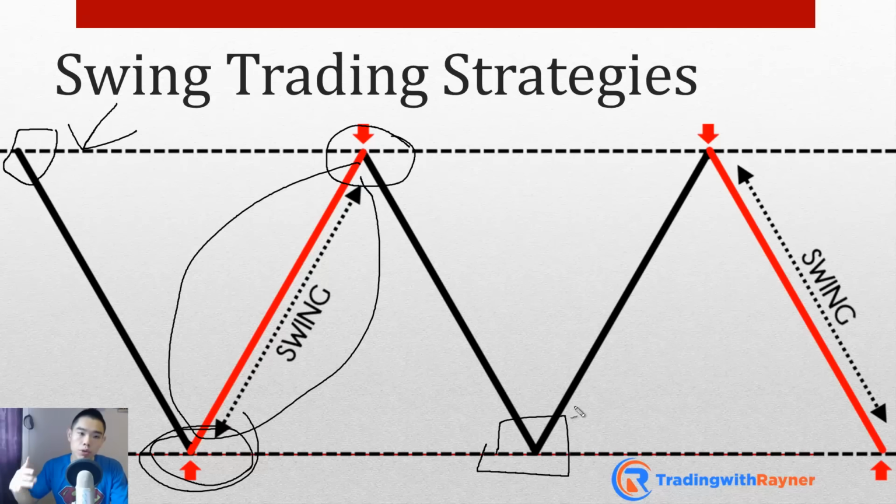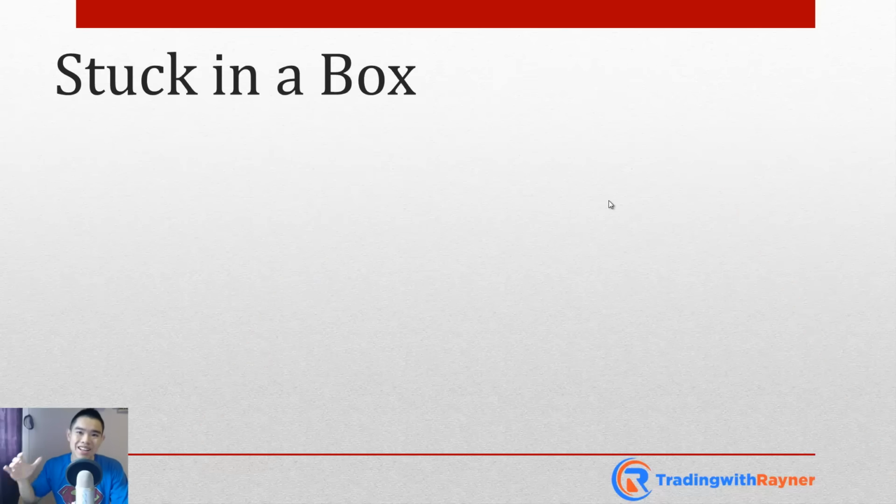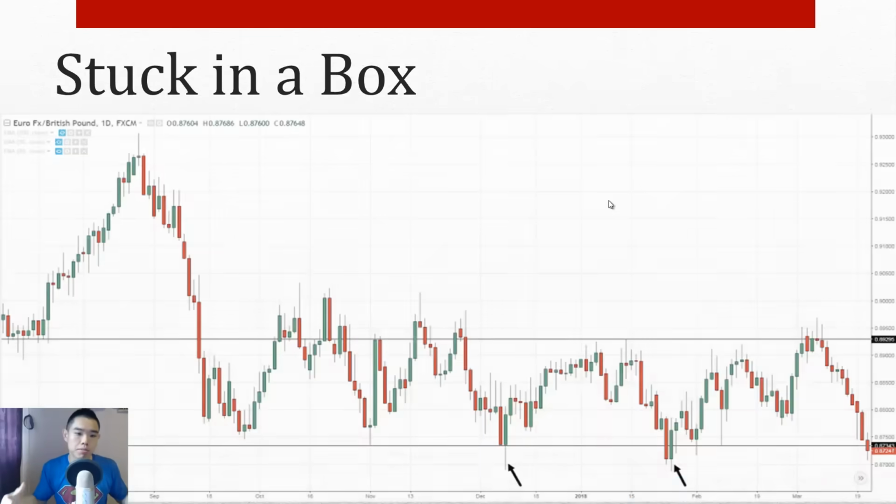And moving on, I want to share with you 3 swing trading strategies that you can use to profit in the markets. The first one is what I call stuck in a box, where the price is pretty much stuck in a range, stuck in a box. Similar to what you've seen earlier. The core idea here is that the market is in a range. You want to buy low and sell high.